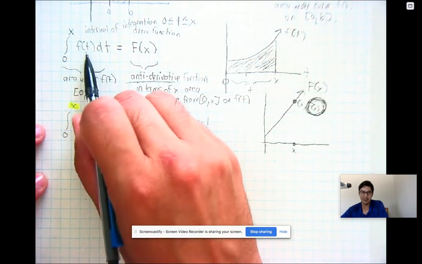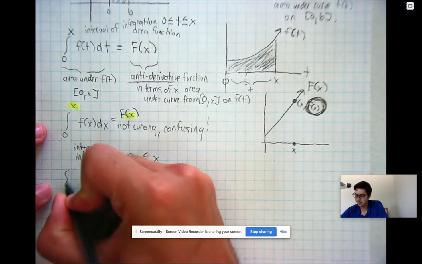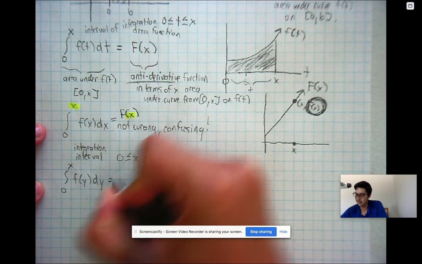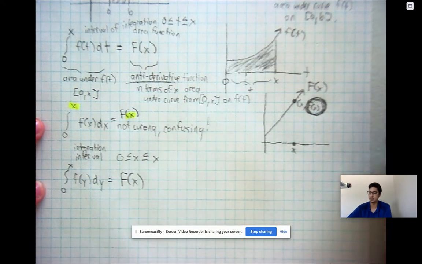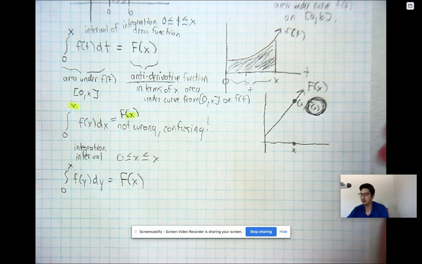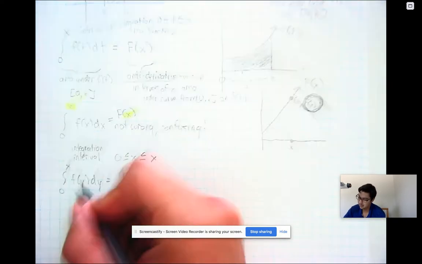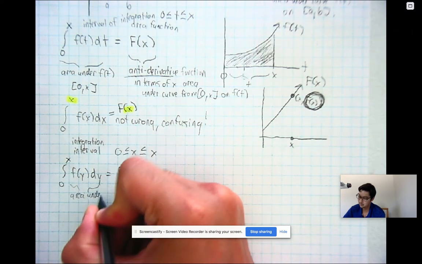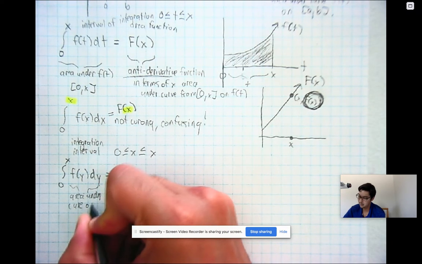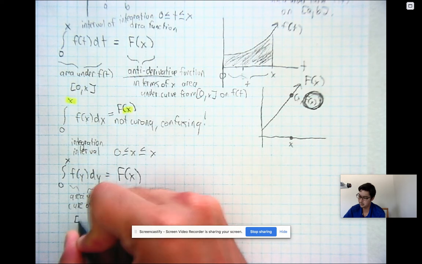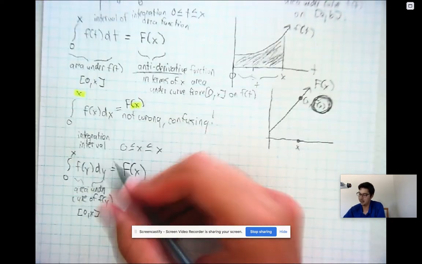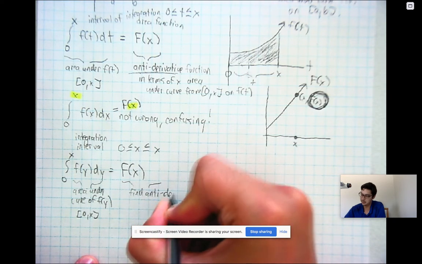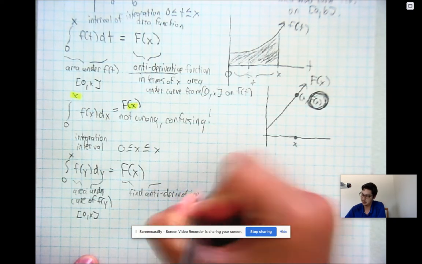And keep in mind, it doesn't have to be t's. You're more than happy to do f of y dy will equal the antiderivative function in terms of x there. That's fine too. All right, that's still saying to get the area under the curve of f of y on the interval 0 to x, we can find an antiderivative function in terms of x.